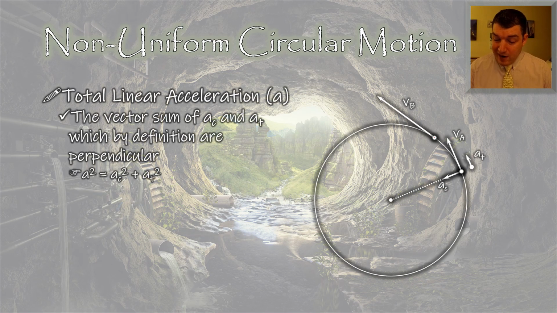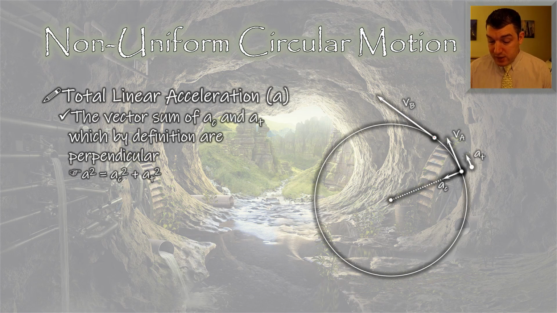When we want to figure out the total linear acceleration of this object, since it's experiencing a centripetal acceleration towards the center of the circle and a tangential acceleration tangent to the circle, there's some actual acceleration between the two, some vector sum of the two accelerations. The nice thing about the tangent being perpendicular to the radius, or the centripetal acceleration, is that they always form a 90-degree angle to each other.